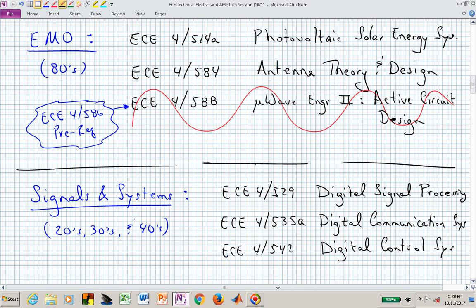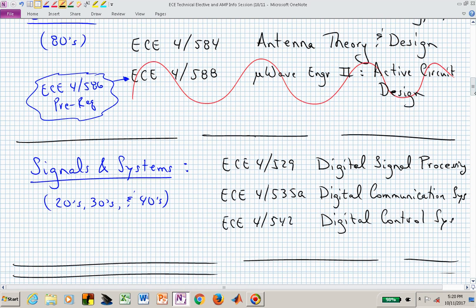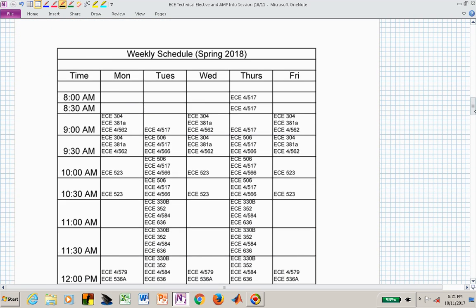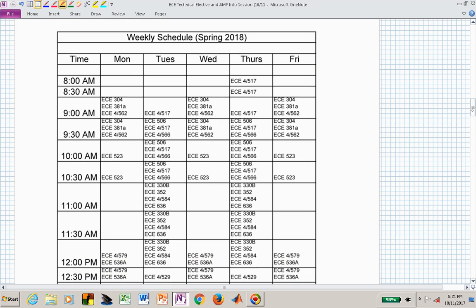Now, that should be enough information for you to decide what you want to take for your technical electives, but I find that students really like to see it this way. Now they can plan their day. And I'm going to make this available. I'll post this information on my website, which is ece.arizona.edu/tilde and my last name, T Harp, Tharp.